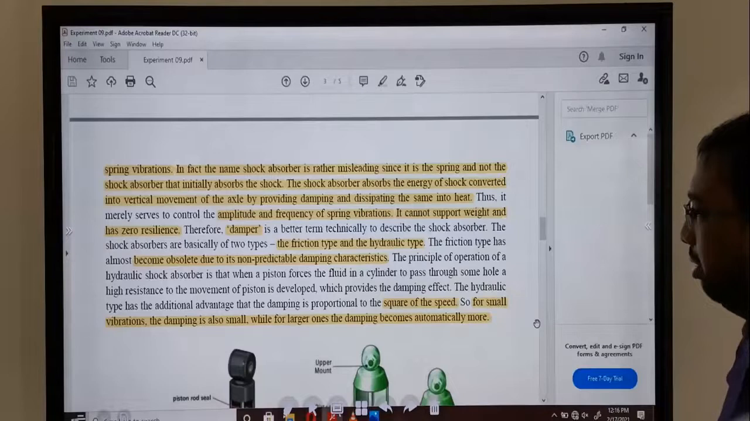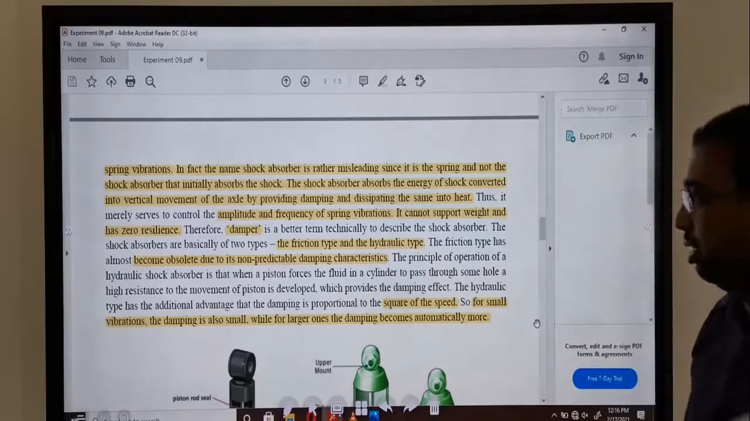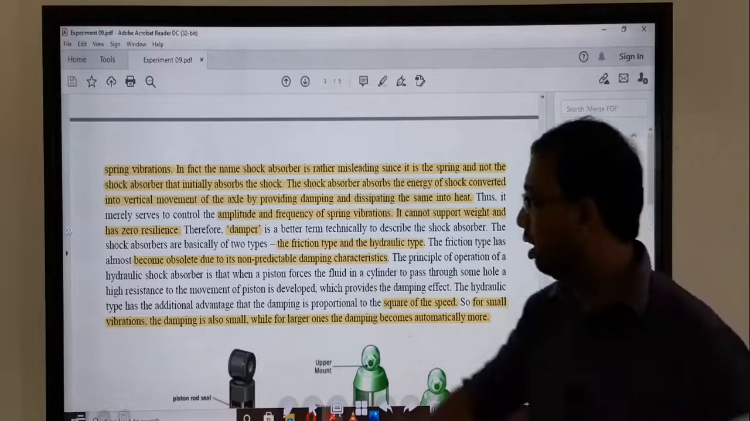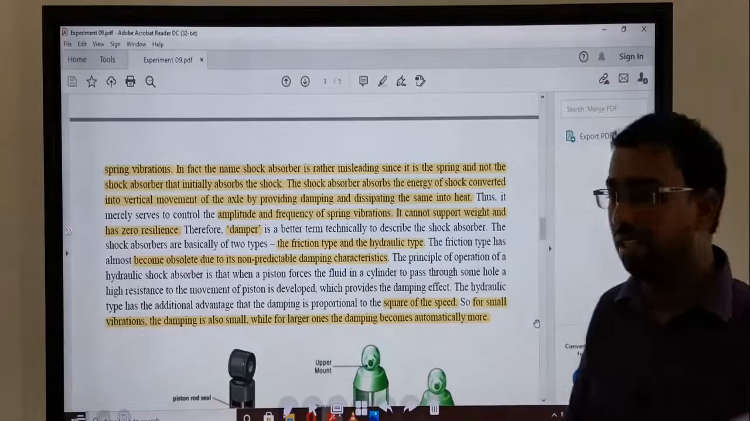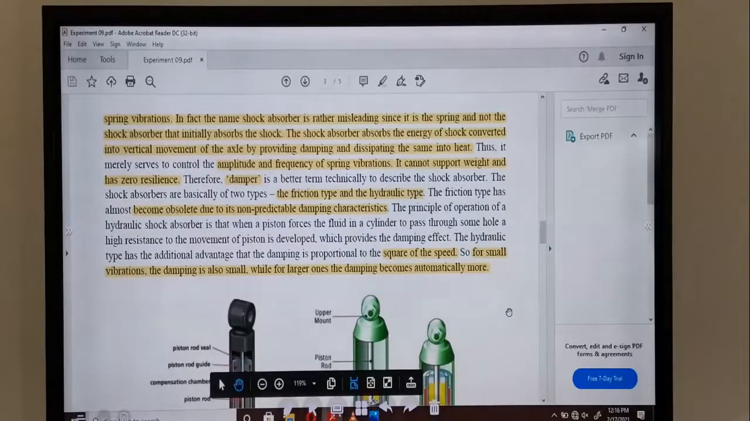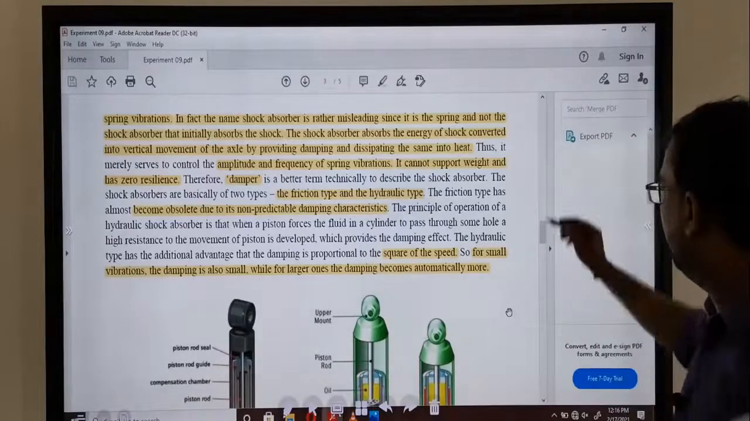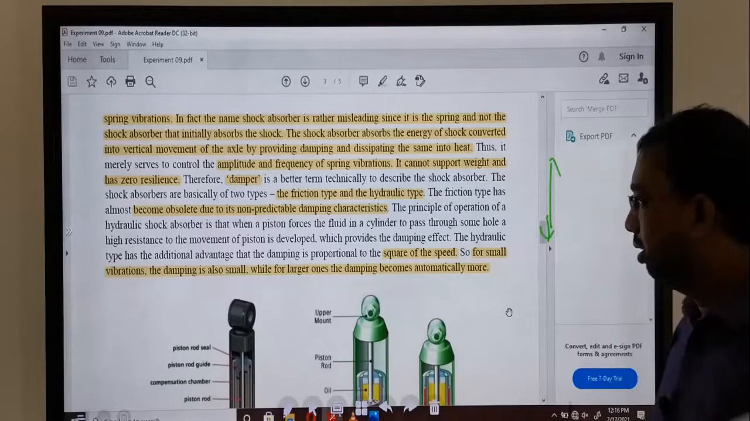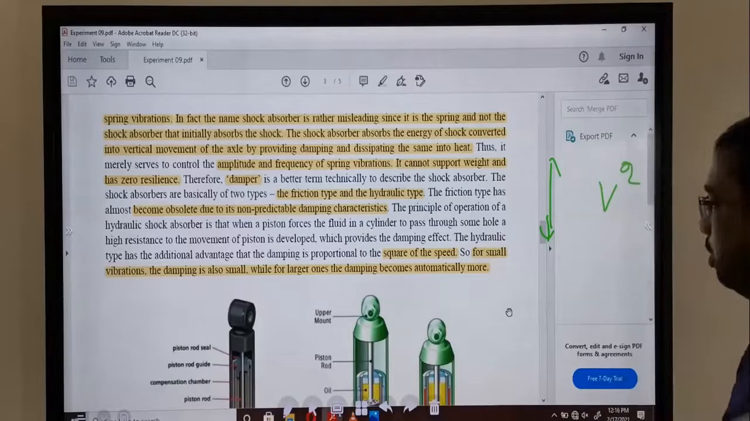There are mostly two types of shock absorber: friction type and hydraulic type. The friction type is now not used; it is outmoded or discarded due to its non-predictable damping characteristics. So now the hydraulic type shock absorber is widely used. Here there is one additional advantage: the damping is proportional to the square of the speed.